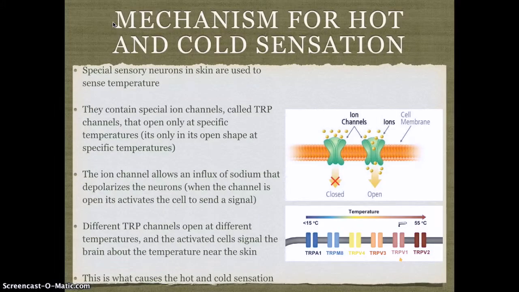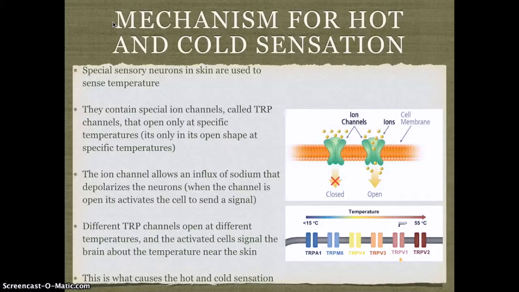Because of this, your body has to develop a mechanism for sensing the temperature of things around you. You have special sensory neurons in your skin that allow you to sense temperature. These neurons contain ion channels called TRP channels. These channels open at specific temperatures. So basically, depending on the temperature, the channel is going to have a specific shape that is either open or closed, and it's only open at specific temperatures.